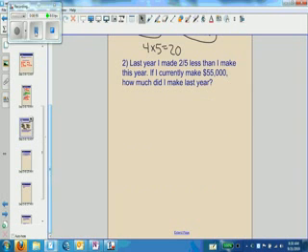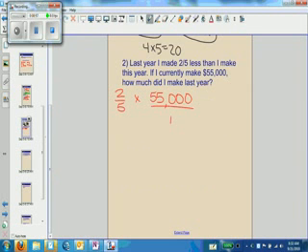So the first thing we need to think about is whether we're multiplying or dividing. So we're looking for 2/5 of 55,000. Of means multiply, so we're going to set it up as 2/5 times 55,000 over 1. So we're going to cross cancel. 5 into 55,000 is 11,000. Then we're going to multiply straight across. 2 times 11,000 is $22,000. This is how much I made last year.